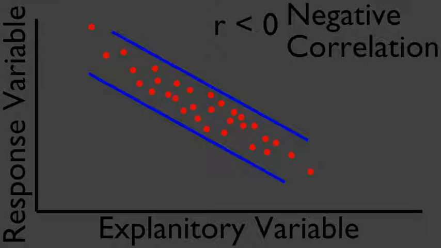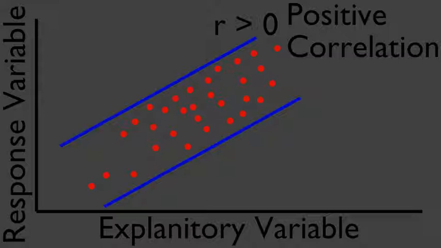If, on the other hand, we had an R value of greater than 0, then we would have what's known as a positive correlation. With a positive correlation, the scatter plot would look like this. Unlike a negative correlation, in a positive correlation there's an upward trend to the data, which means that as we increase the explanatory variable, we would expect the response variable to also increase. And likewise, as we decrease the explanatory variable, we expect the response variable to decrease as well.